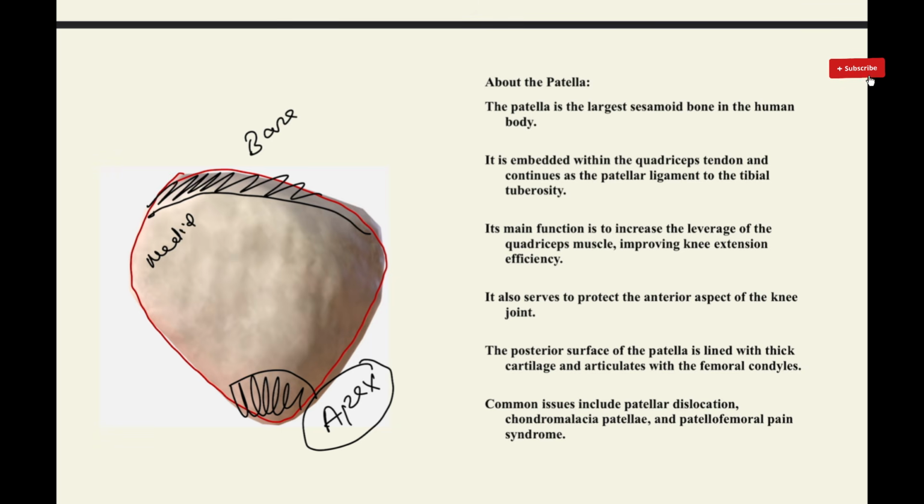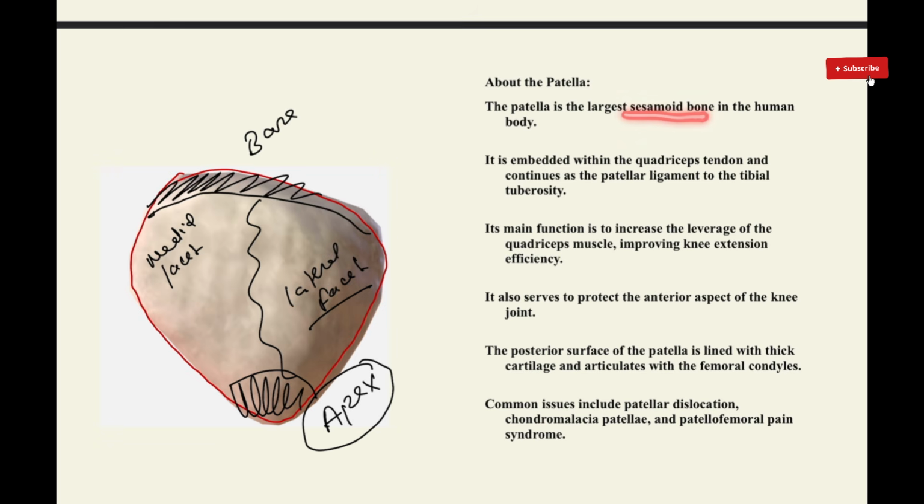So this is your medial facet, and this will be your lateral facet. Now let us learn about the prime features of the patella. First of all, the patella is the largest sesamoid bone in the human body.